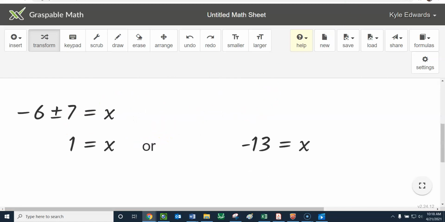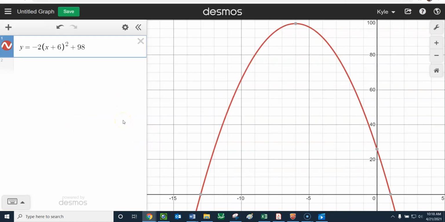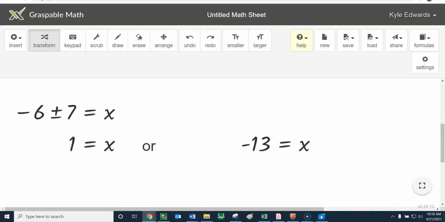1 and negative 13. I actually graphed it for us. So all this stuff is interconnected. That's the way math works. Here is a graph of the exact same equation, right? Sad face, we're looking for the x-intercepts. Here's one at negative 13. Here's one at positive 1. Just like we got doing all the work.